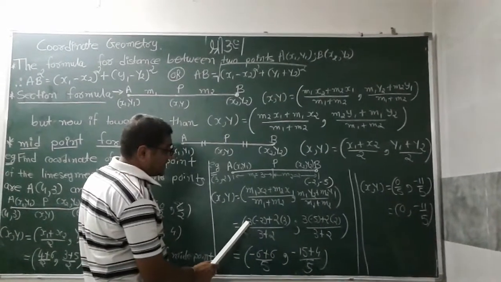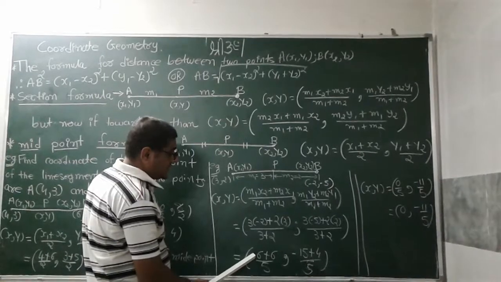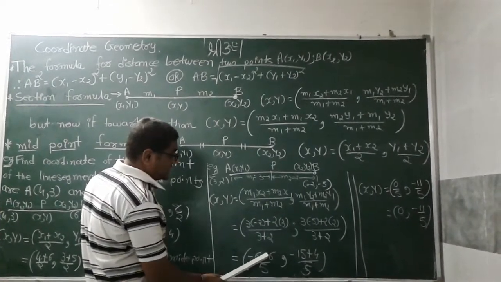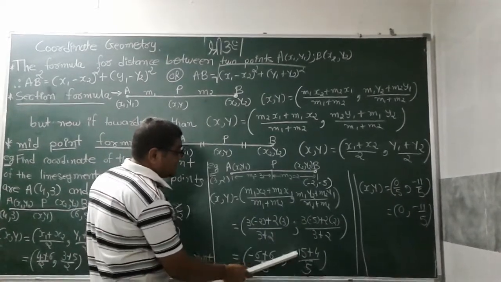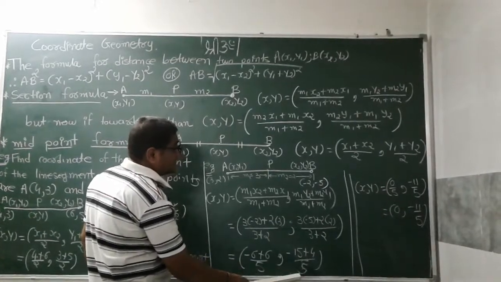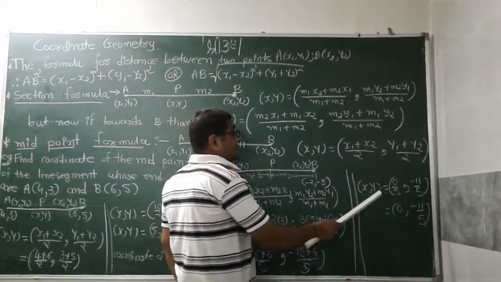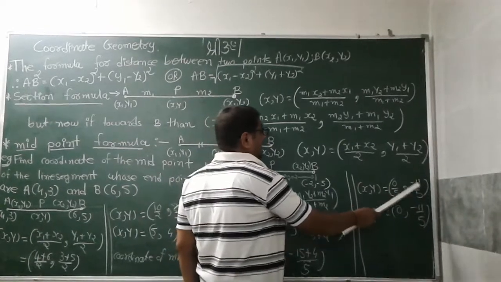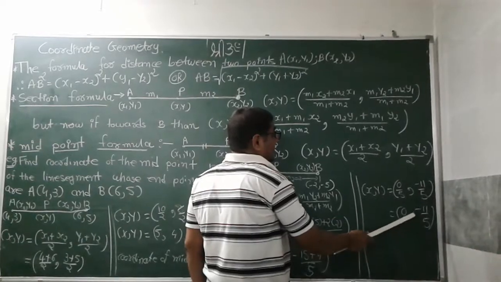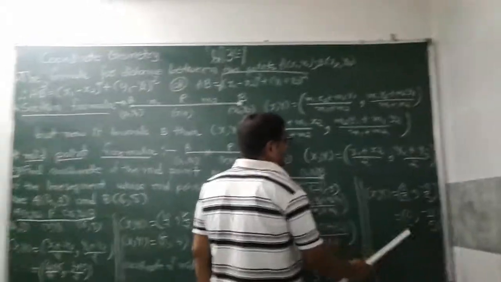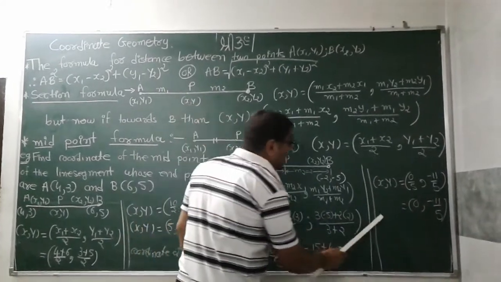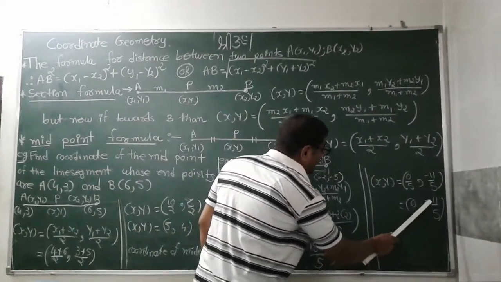So at the end of simplification, 3 times -2 is -6, and 2 times 3 is 6, so -6 plus 6 upon 5. 5 times 3 is 15. For y, positive and negative becomes negative, take care of this thing: 3 times -5 is -15, plus 2 times 2 is 4, upon 5. So (x, y) is equal to 0 upon 5, comma -11 upon 5. It is 0, because 0 upon any number is 0, comma -11 upon 5. So the coordinates of the section point P, (x, y), are (0, -11 upon 5).